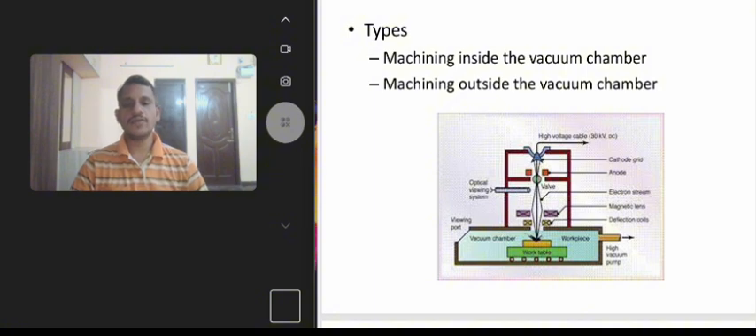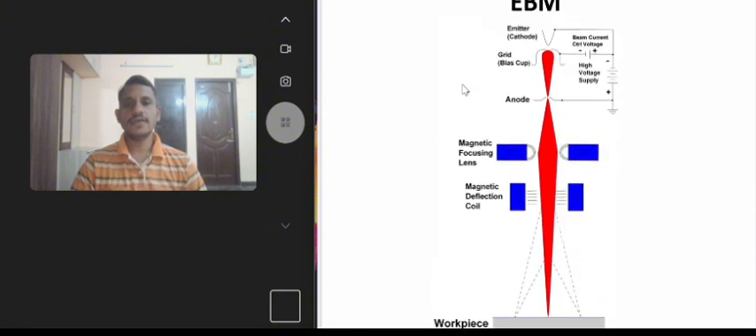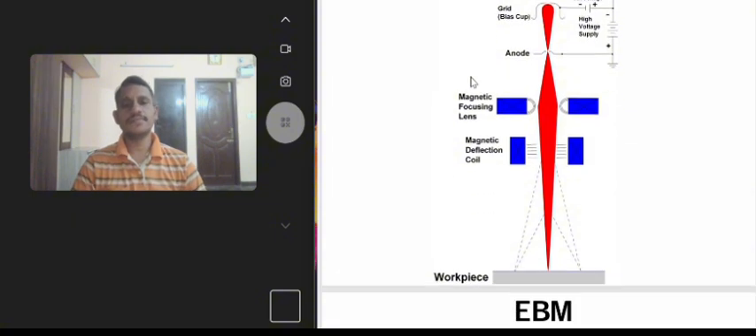Next, we are going to see EBM machining outside the vacuum chamber. It is similar to the inside chamber. Since a fully vacuumed system is more costly, recent developments have made it possible to machine outside the vacuum chamber. In this arrangement, the necessary vacuum is maintained within the electron gun and the gases are removed as soon as they enter the system.